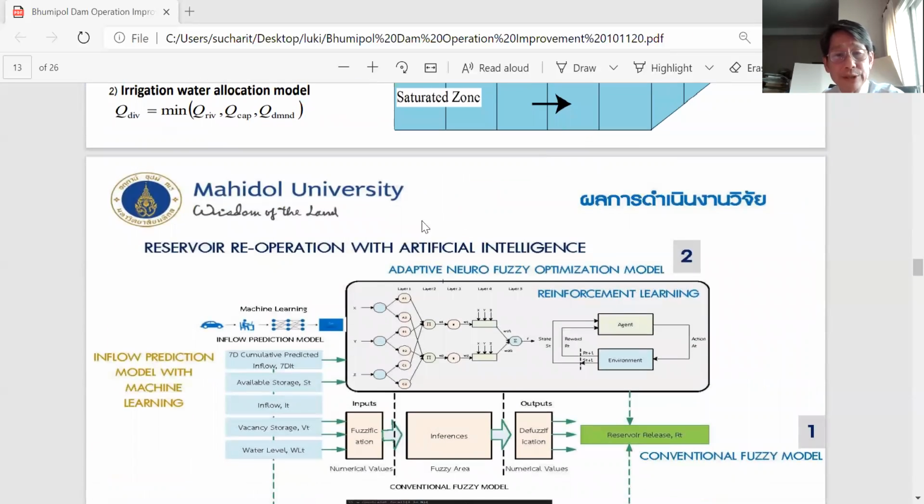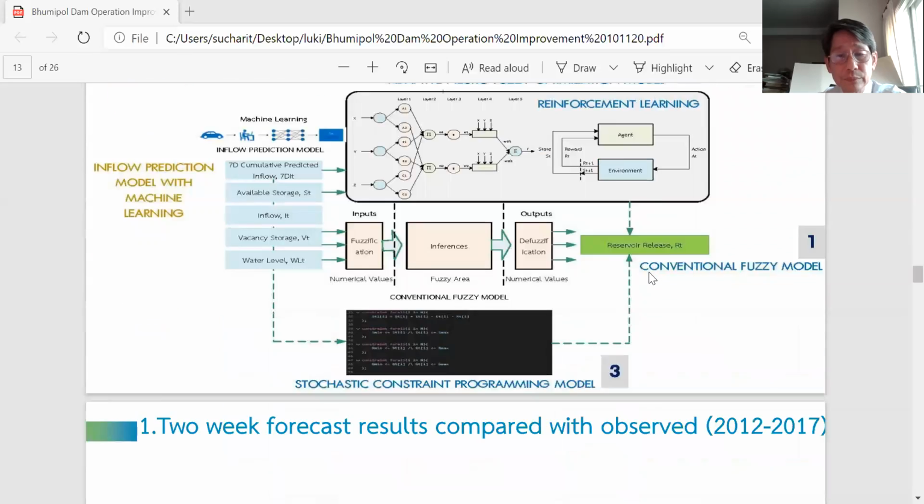Then we go to the dam operation. What we do is we are trying to use a neural fuzzy optimization. With the inflow and also the demand, and the runoff in the river, we can have a better prediction of the model. They are using machine learning on this part, and then try to consider how we can release water from the reservoir in a better manner. We call it the adaptive neural fuzzy optimization model.